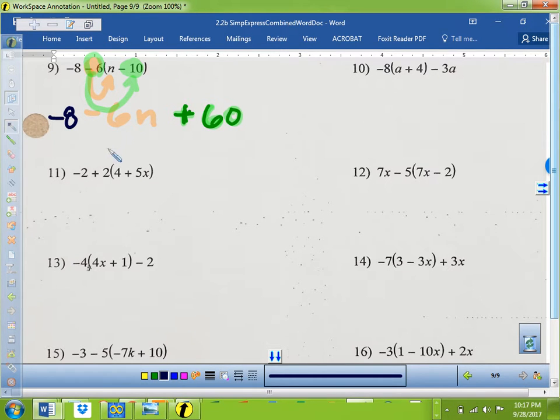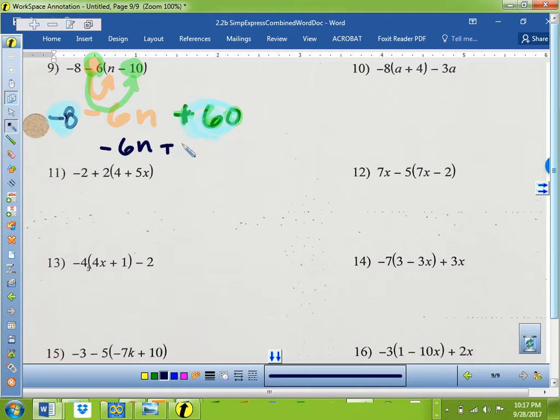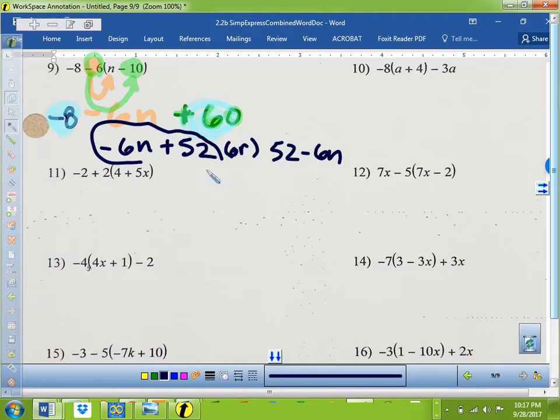Well, if you're thinking yes, you're right, because I see a -8, which is just a number, right here, and then I also see a positive 60. So they're just both regular numbers without a variable. We can combine those two terms together. Here we go. -8 plus 60 is positive 52. So I would be left with -6n plus 52. Or I could put the 52 in front and -6n, either way. I like to write variables first usually.